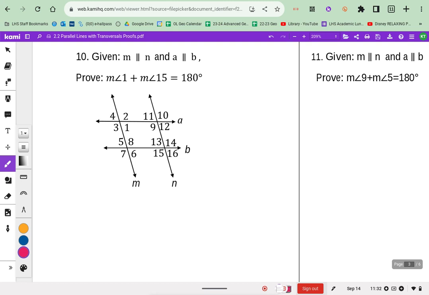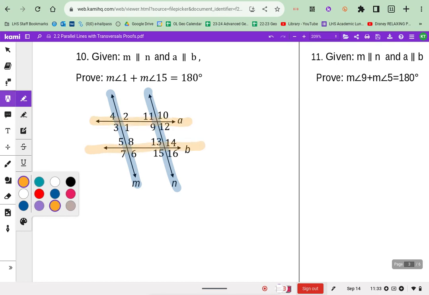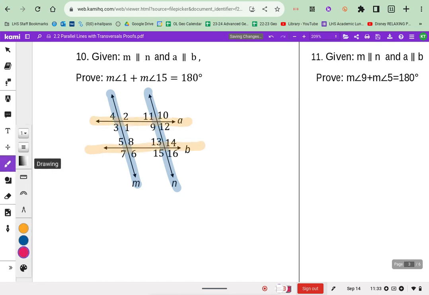They're supplementary. Wait, are they supposed to actually? Yeah, they're not.